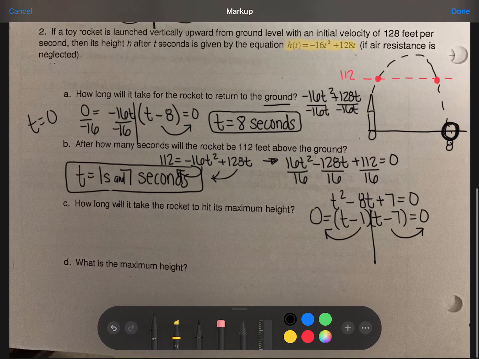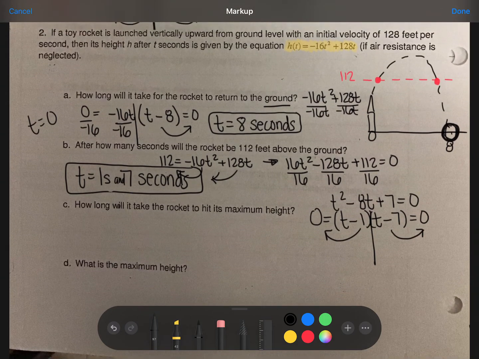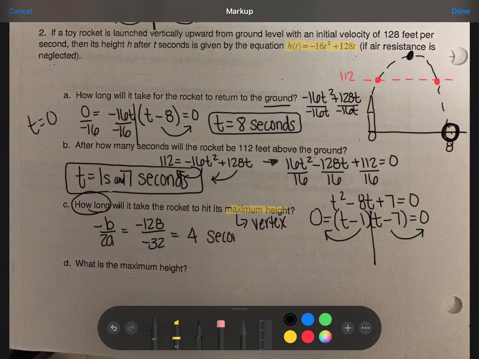Part C, how long will it take to get to the maximum height? So vertex, because anytime it says maximum height, you're going to think vertex. Maximum height is your vertex. I want to know how long it's going to take, so I'm just looking for the time part of it, which is negative b over 2a, and that's from your notes. So negative 128 over negative 32 is 4 seconds. So it takes 4 seconds to get to the maximum height.